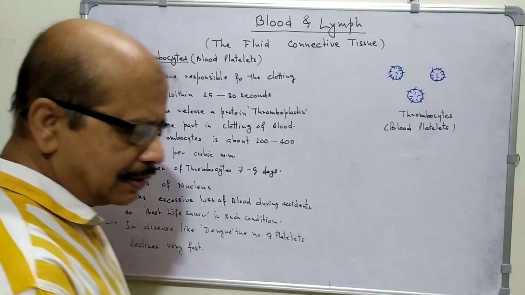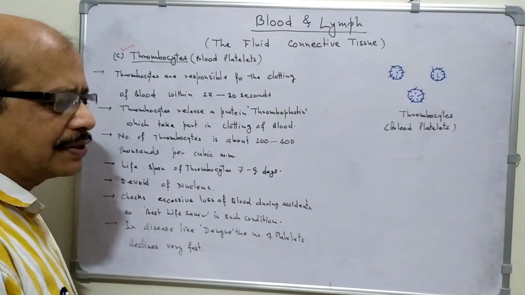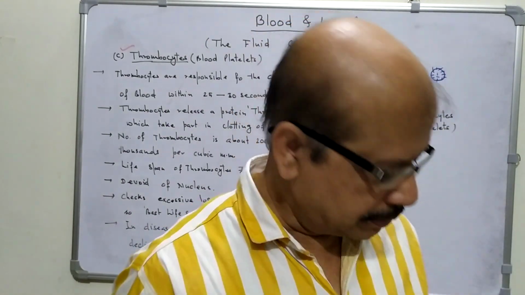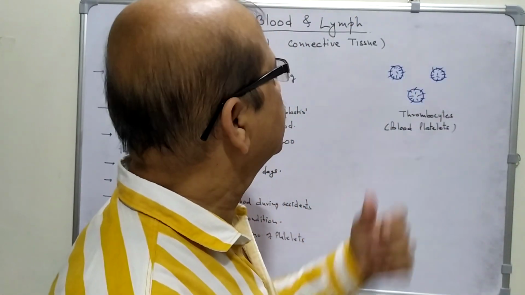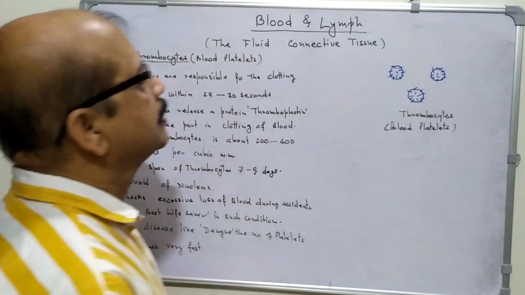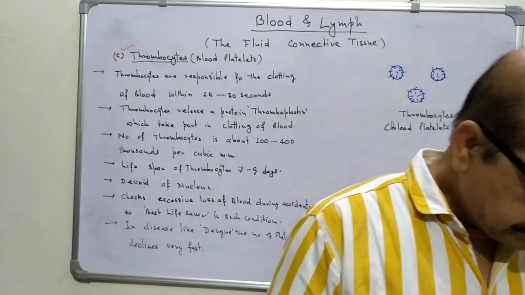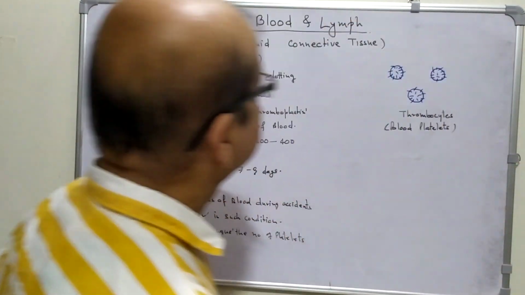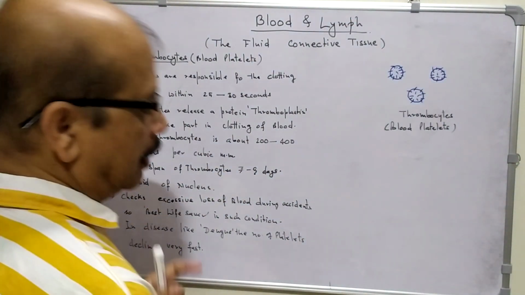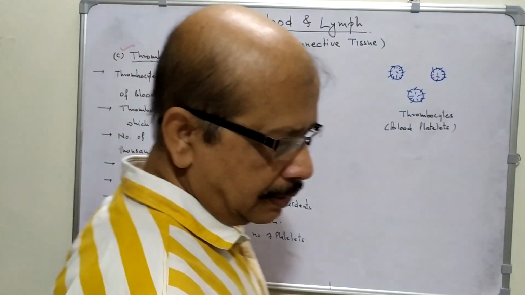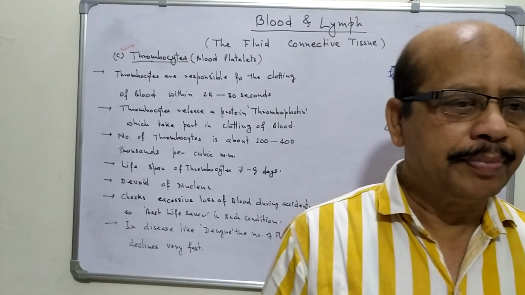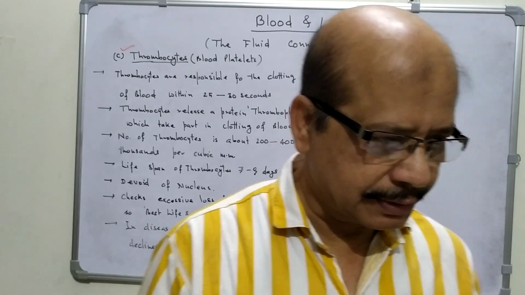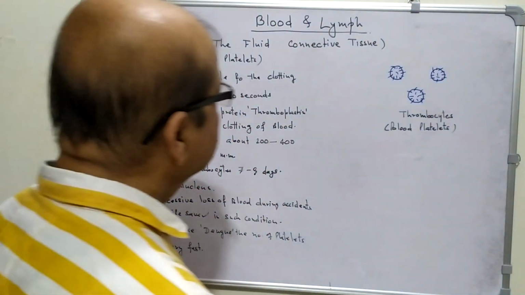As far as structure is concerned, the structure of thrombocytes is not very clear, not fixed. But normally they look like a ball of spines. So this is all about the three main cells of blood, that is erythrocytes, leukocytes and thrombocytes. Now we will talk about the functions of blood.